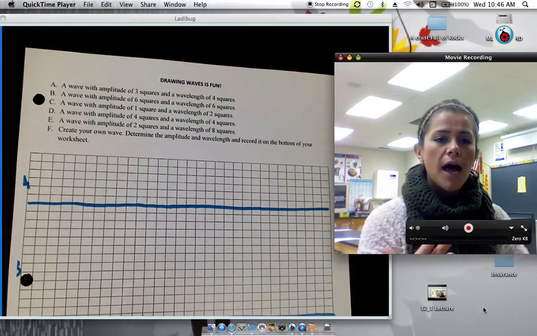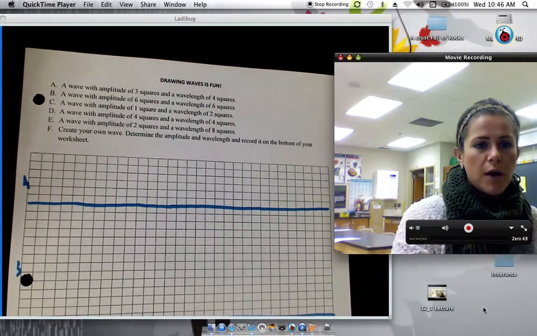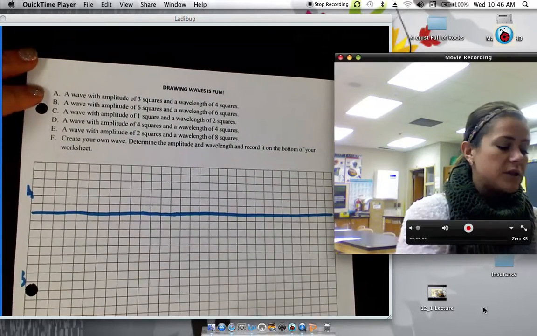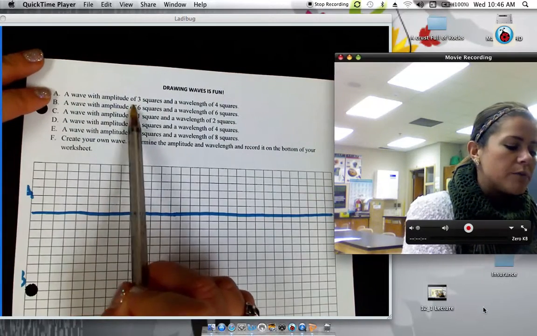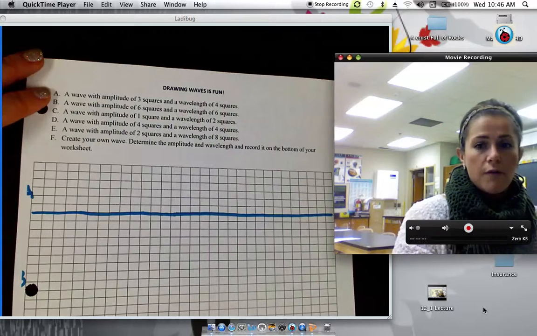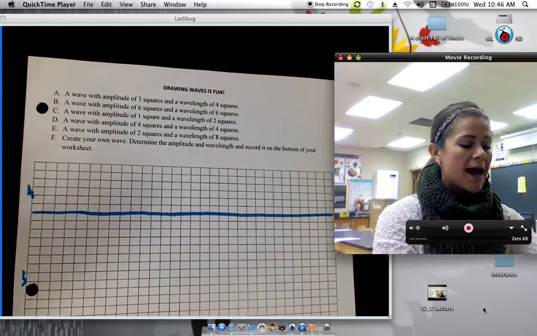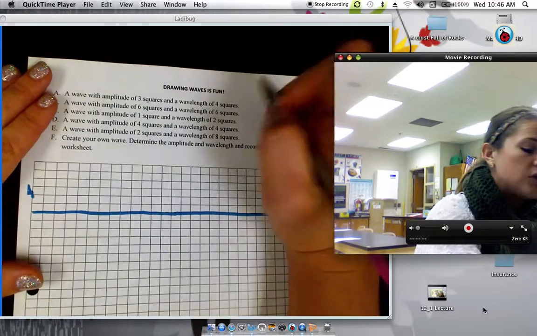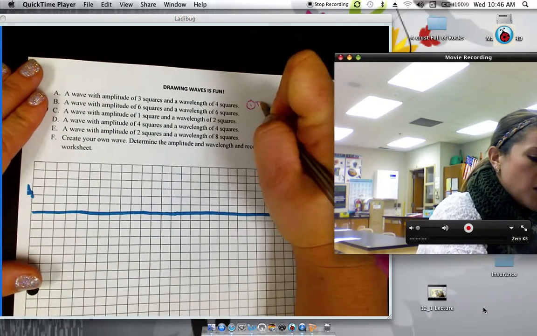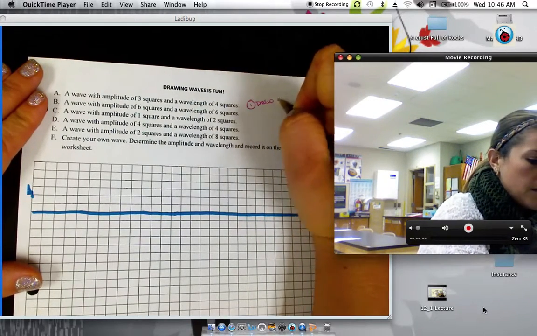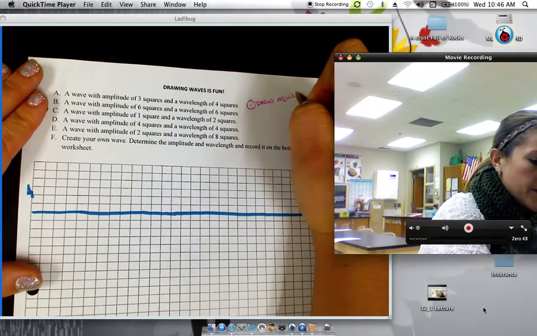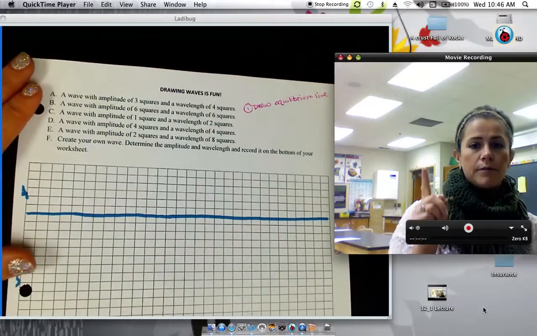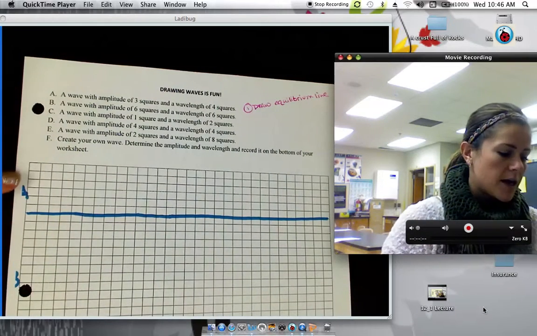So let's go ahead and also write down the steps, just so that we know them. So the first thing that we want to do is we want to read the problem. So this is a wave with an amplitude of 3 squares and a wavelength of 4 squares. So I need to make sure that I have enough room to draw my equilibrium line. So that's our first step. So number 1, draw equilibrium line. Step number 1.